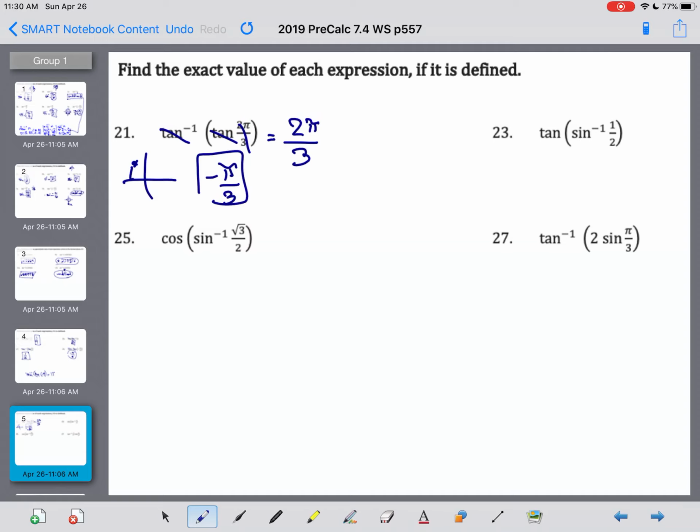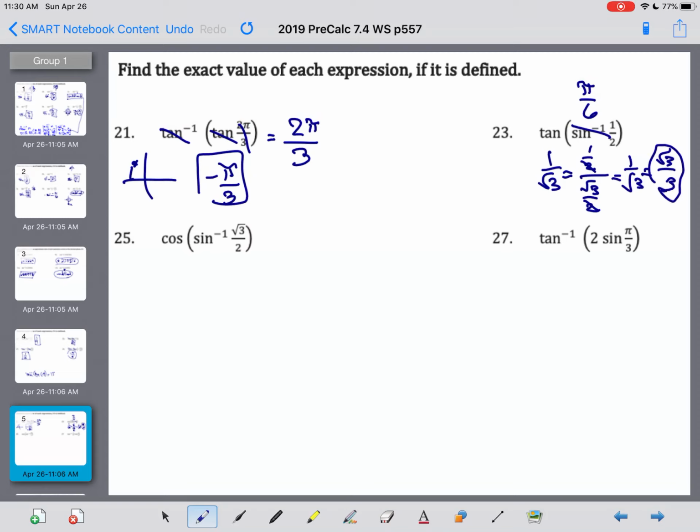Okay, now this next one here, sine inverse of 1/2 gives me pi over 6. And the tangent at pi over 6 is going to be 1 over root 3, or if we wanted to do it the long way, we get this. The 2's cancel. I get 1 over root 3, which gives me root 3 over 3.